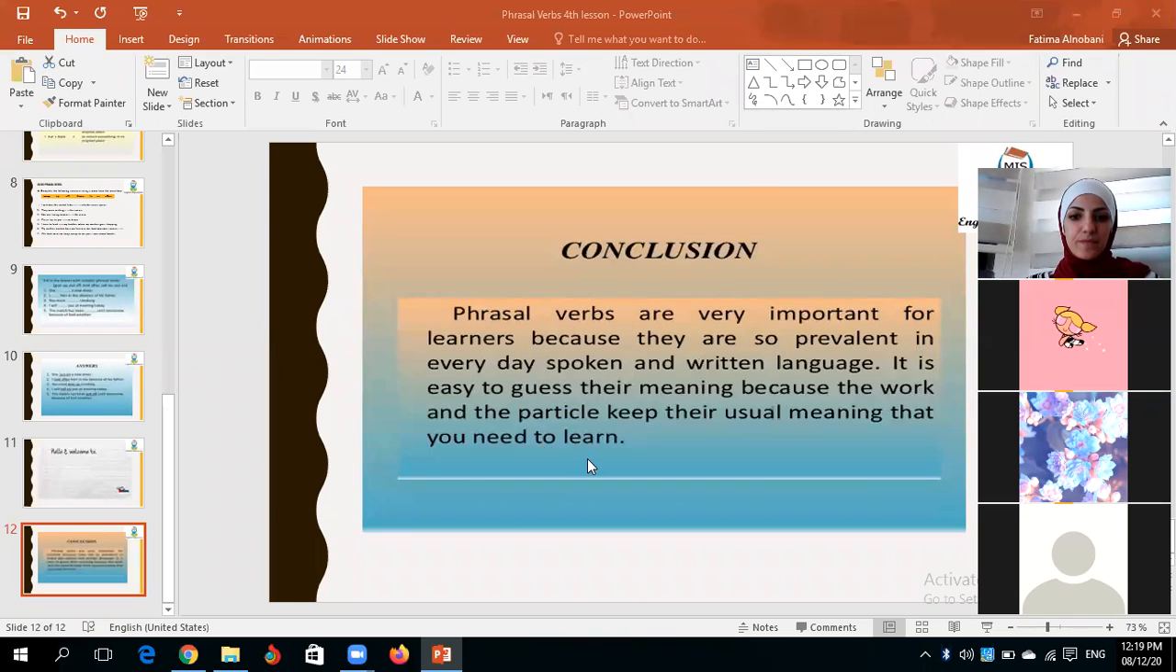Phrasal verbs are very important for learners because they are so prevalent in everyday spoken and written language. It is easy to guess their meaning because the word and the particle keep their usual meaning that you need to learn. Tamam. Let me rephrase again.